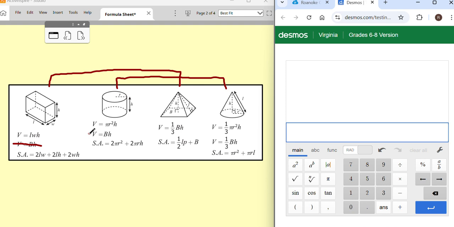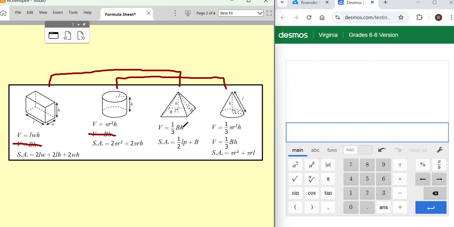With the cylinder again, you know that the volume is big B times H, but I would use this formula right here. Again, big B is the area of the base. The volume for a cylinder, pi r squared h, and here is the surface area formula. Be very careful when you're typing it in because there are a lot of places you could make mistakes.